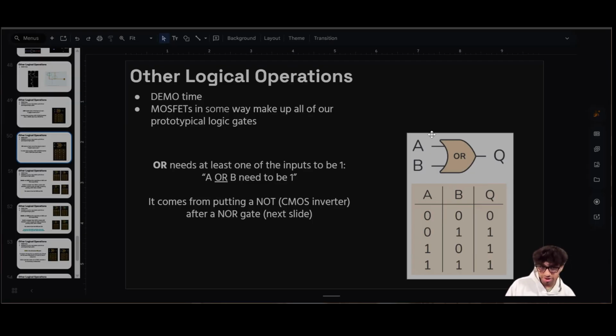So they can both be 0, then you get out 0. Or you could have 0 with 1. Let me try that again. A or B needs to be 1. If B is 1, then we get out 1 no matter what. If A is 1, then we get out 1 no matter what. If both are 1, fine, we also get out 1. Only when neither of the inputs are 1 do we get out 0. Okay.